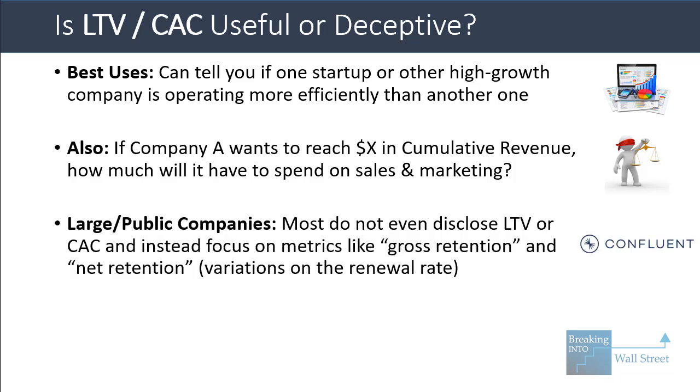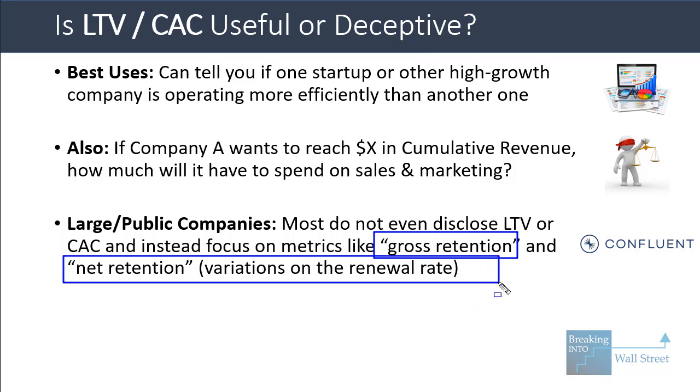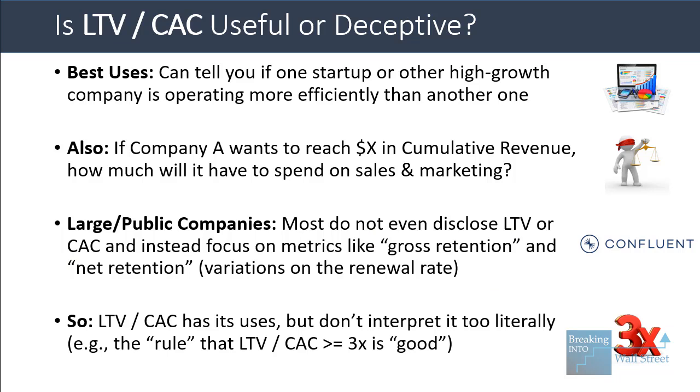Large public companies tend not to disclose LTV or CAC. They will instead tend to focus on metrics like gross retention and net retention, which are really variations on the renewal rate of the company, which we'll get into in a little bit. So the bottom line is that LTV to CAC has its uses, but you can't interpret it too literally.